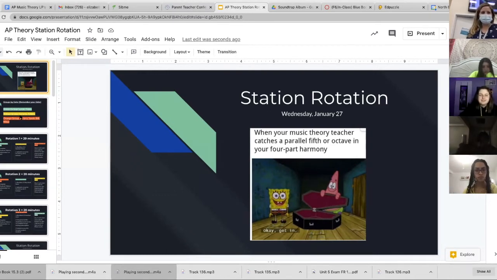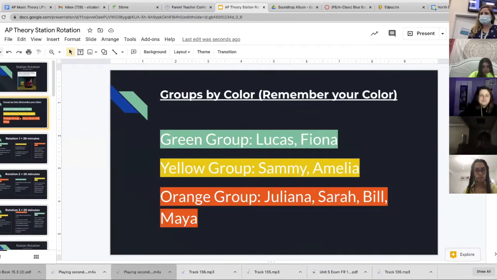Fun music theory joke. Okay, here are your stations, your groupings for today. Please find your name and remember your color. Find your name and remember your color. Okay, write it down if you think you're going to forget it. Need to know it the whole class period.